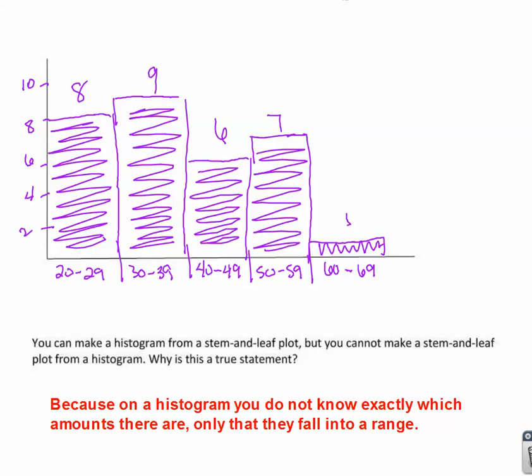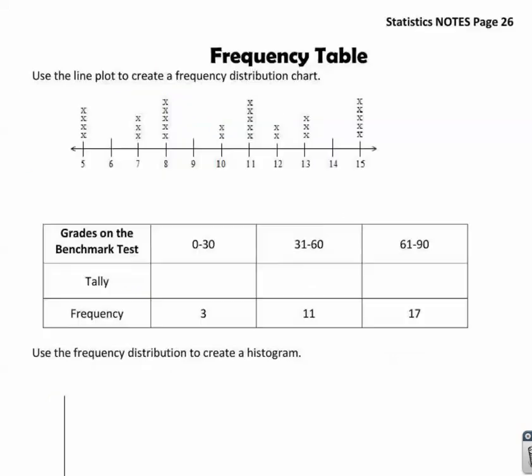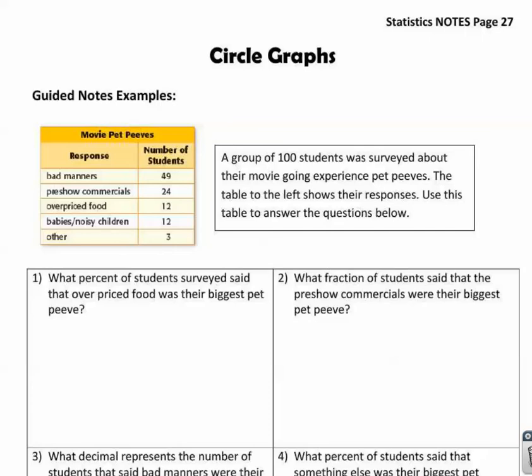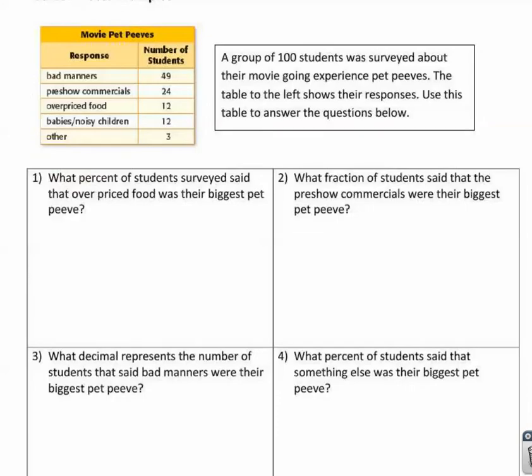Now turn a couple pages, let's talk about circle graphs. In this first example, it talks about movie pet peeves. A group of 100 students were surveyed about their movie-going experience pet peeves. The table to the left shows their responses. Use this table to answer the questions below.